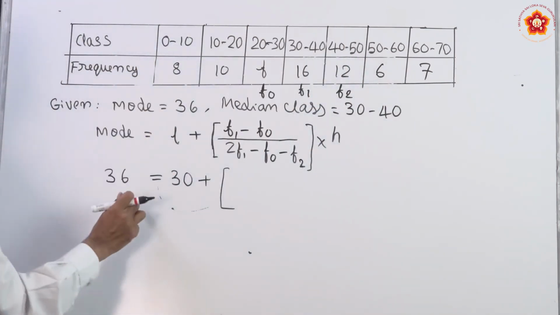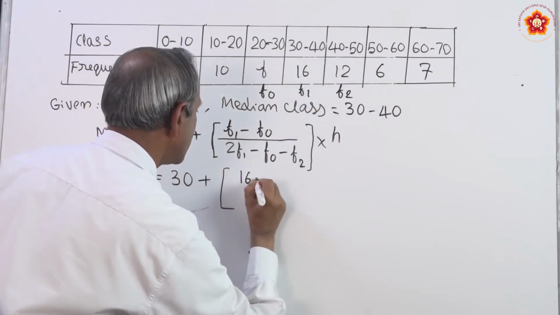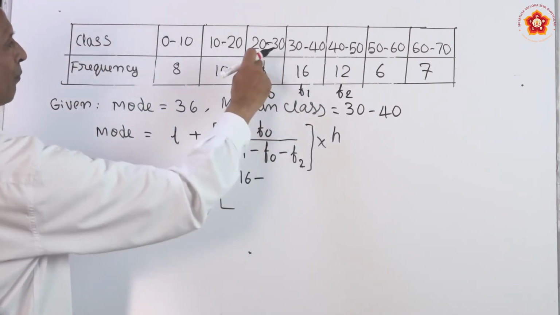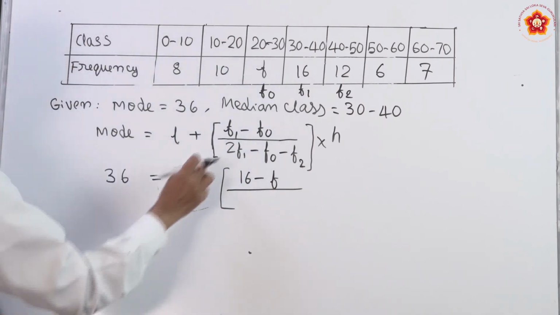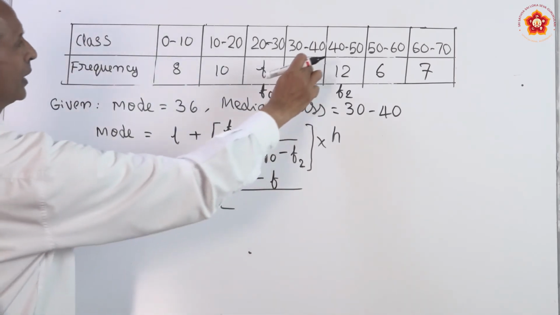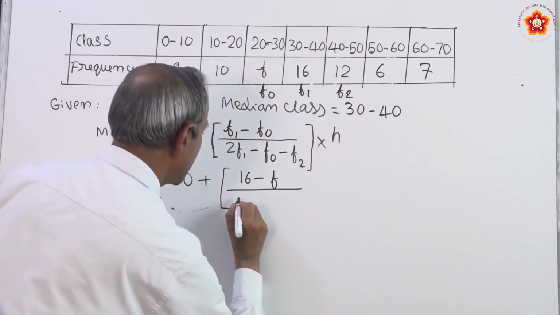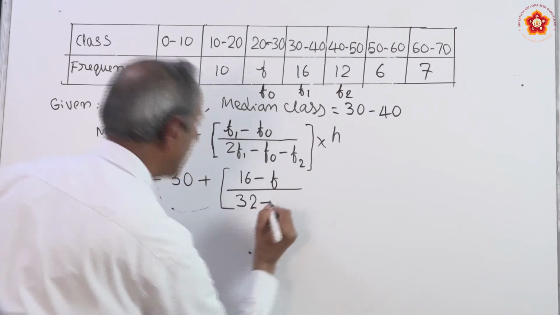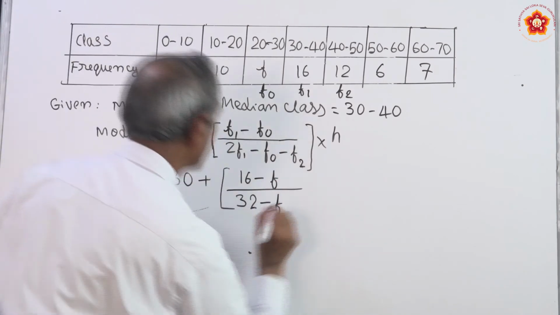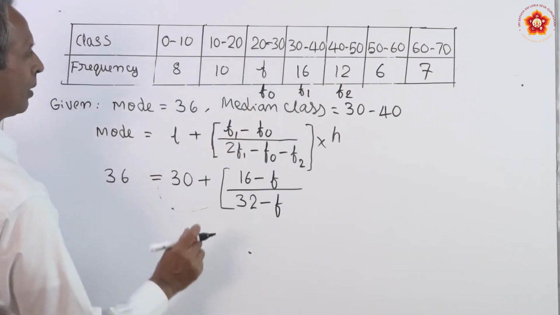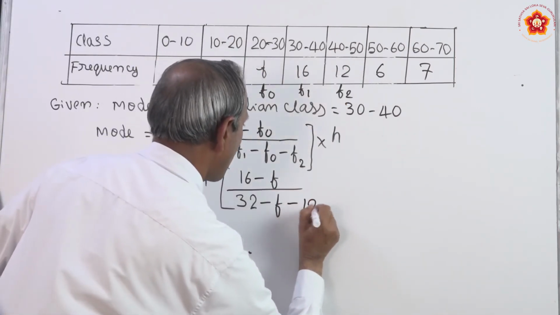Now, let us substitute in the formula. F1 is 16 here, so write 16 minus F0, which is F, substitute F here, divided by 2 into F1. F1 is 16, so 2 into 16, minus F0 whose value is F, write F here directly as it is. Now, F2 value is given as 12.